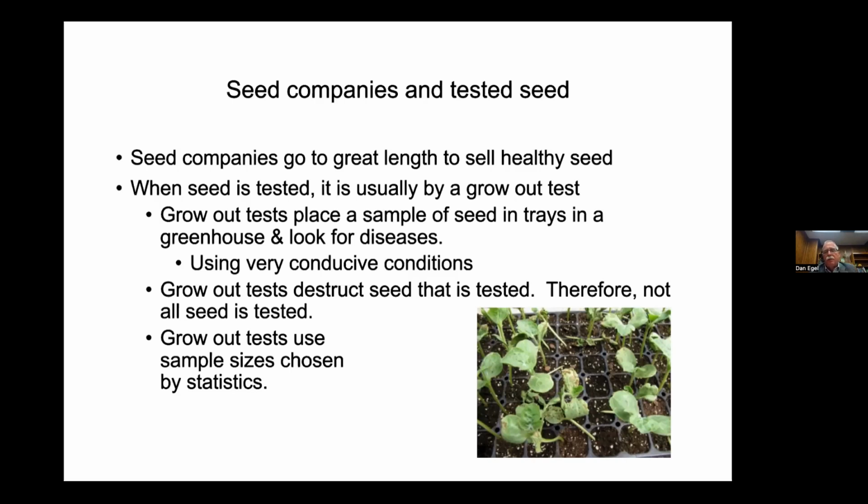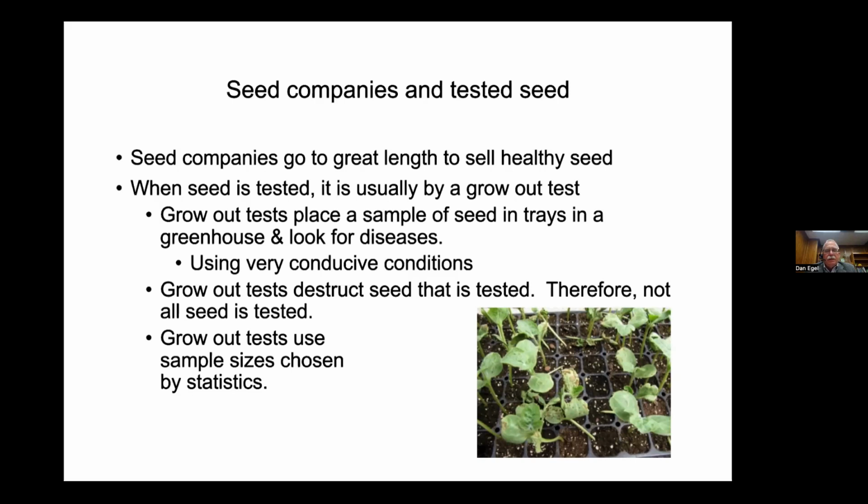And what I showed a picture of below, and I know this is watermelon, but the concept is the same whether you're testing watermelon or cantaloupe seed. When you do grow out tests, you take a sample of seed in trays in the greenhouse and look for disease using very conducive conditions. When you do that, the seed that you tested is destroyed. Okay, you grew that out, and hopefully you found that it's healthy, but you can't sell that seed because you grew it out. Therefore, you have to sell seed that has not been tested. I hope I'm being clear here.